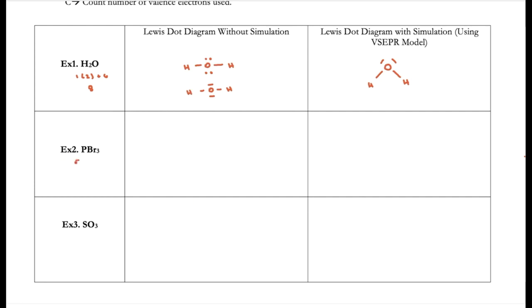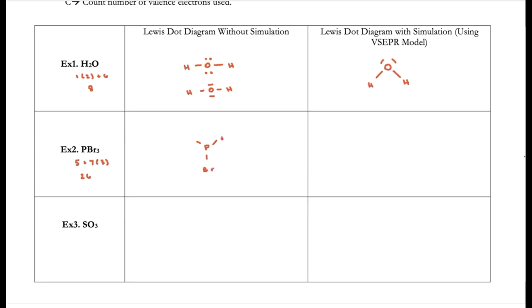So my first step is to determine my total number of valence electrons. Phosphorus has 5 valence electrons. Bromine has 7, but there are 3 bromines. So I've got a total of 26 valence electrons. All right, now I need to share. So I'm going to put phosphorus in the center, and I'm going to draw 3 bromines coming off of phosphorus.